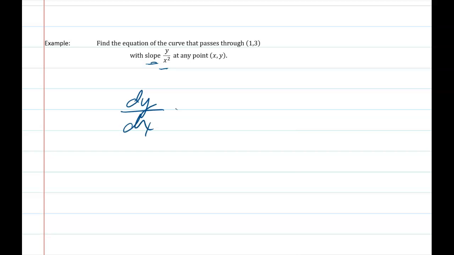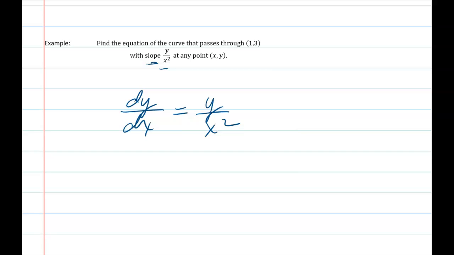So in this case, we're asked to find the equation of the curve that passes through the point (1, 3), having the slope y over x squared at any point on the curve, coordinates (x, y). So this is written slightly differently. And what we have to realize here is that when we see the word slope and we see y over x squared, that's another way of saying that dy over dx is equal to y over x squared.